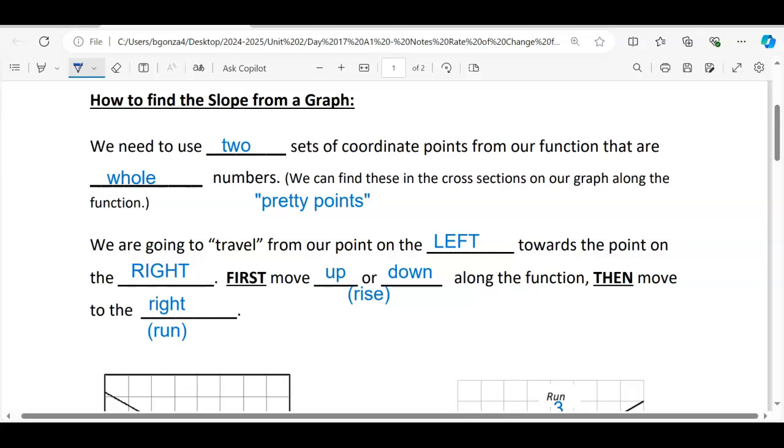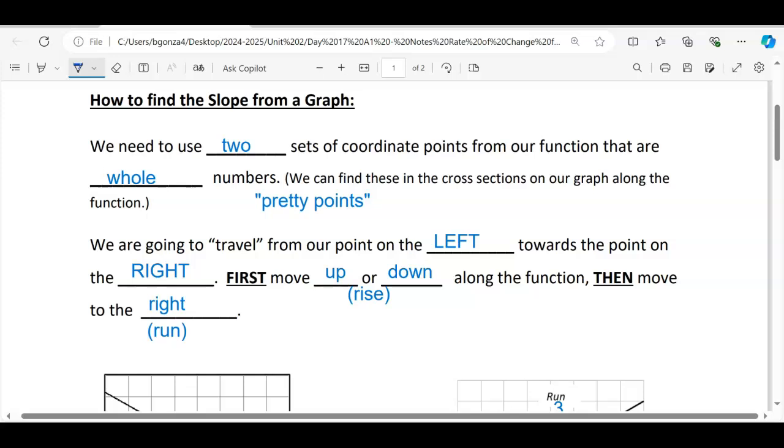When we read from left to right, so when you do slope, you do it from left towards the point on the right. It's very important that you start at the point on the left and you move towards the point on the right.